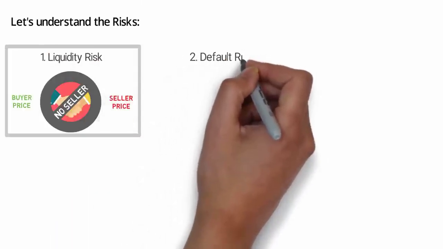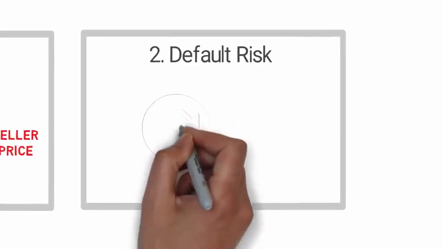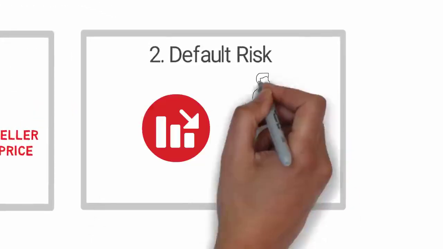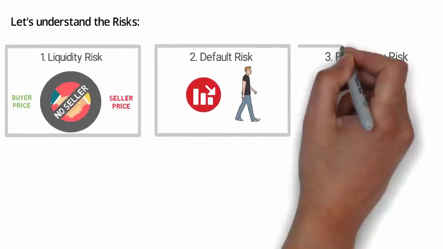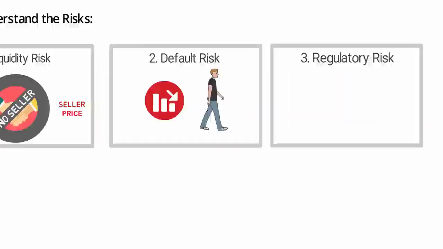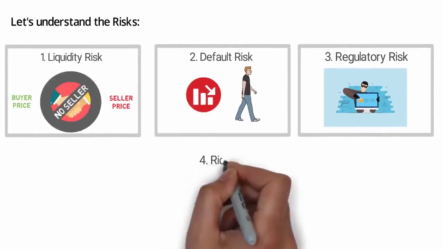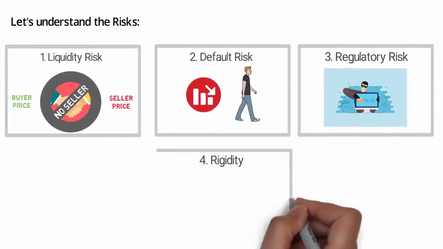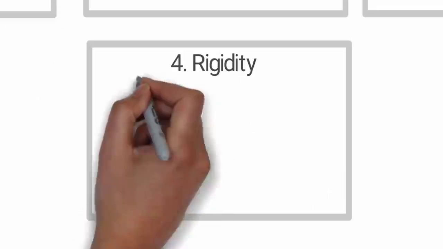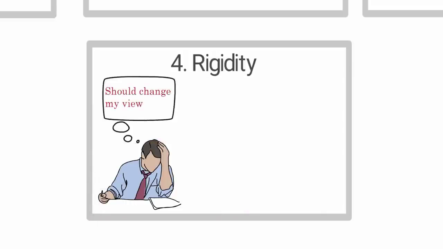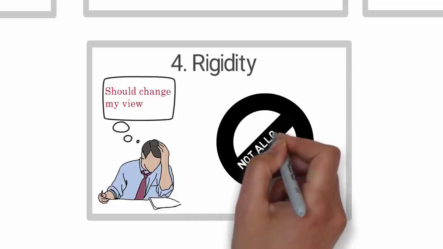Risk number two, default risk. There is a risk that a person who has incurred a loss in the transaction can default on the payment. Risk number three, regulatory risk. People can do n number of scams if there is no regulatory body to ensure fair play. Risk number four, rigidity. Let's say you are in the middle of a trade and you feel you want to change your view from buying to maybe selling. There is no flexibility in this case.